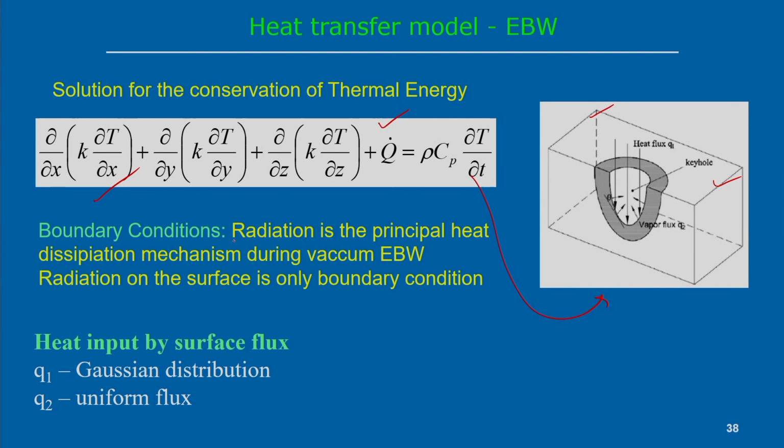Radiation is the primary heat dissipation mechanism in the vacuum, since the electron beam is performed under vacuum. So, we cannot expect any heat loss from the surface by the convective mode. In that case, the heat loss is only because of radiation. So, we have to be careful in choosing the boundary interaction, because it happens only because of radiation. So, radiation on the surface is the only boundary condition.